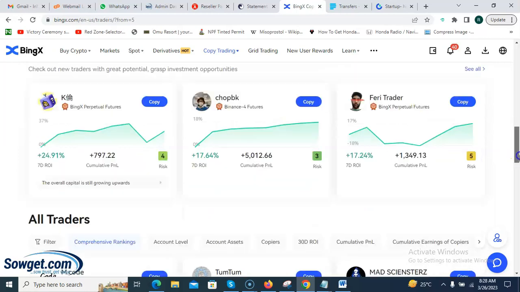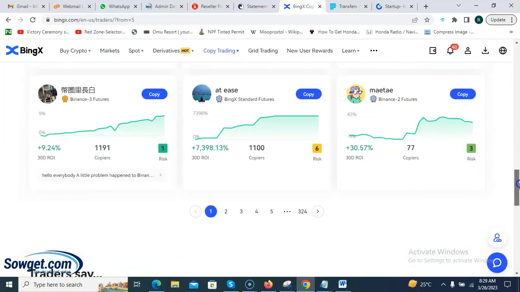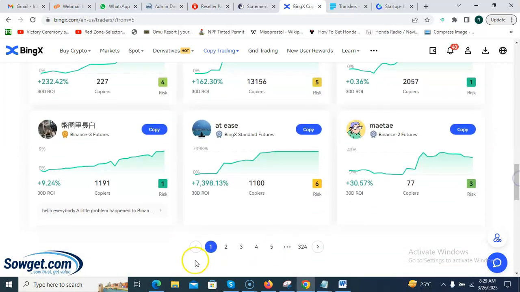Then finally, if you come down to the bottom, you see this all traders. This table here simply means the ranking of all the traders on the copy trading platform on BingX. This is just the general ranking that combines all of the rising star, the conservative, and the trending traders. So all of them are ranked here, and if you want to check them out, you can just check them out here. And you can see we have page 2, page 3, page 4, and so on.